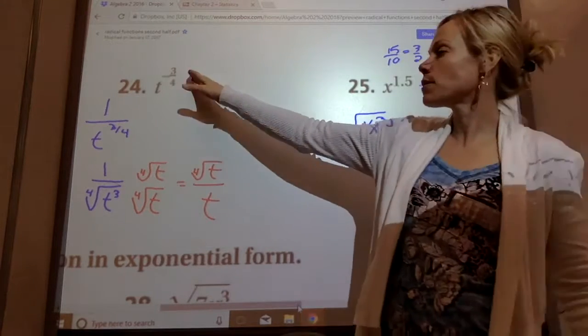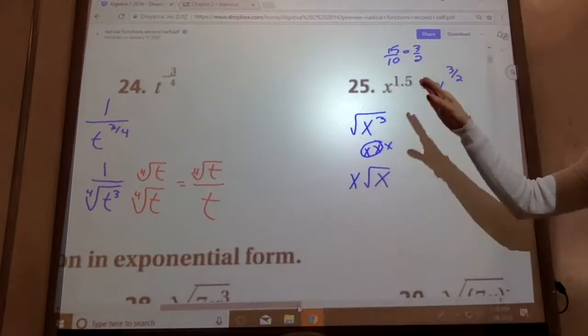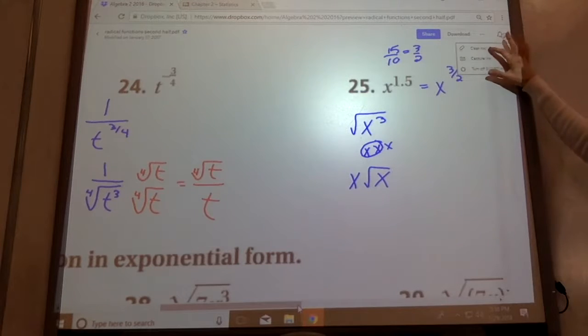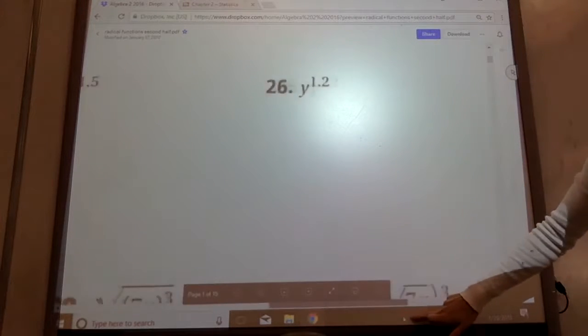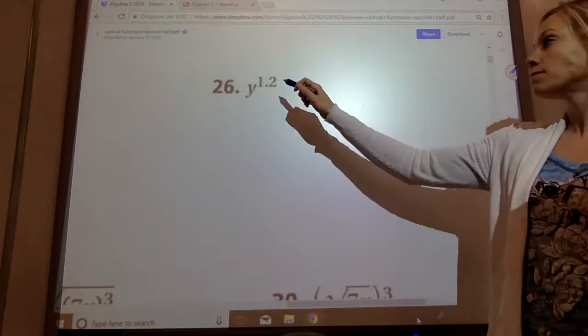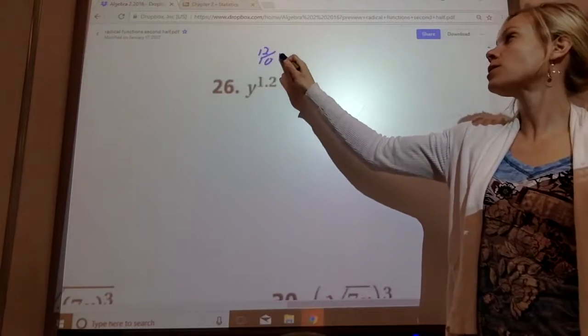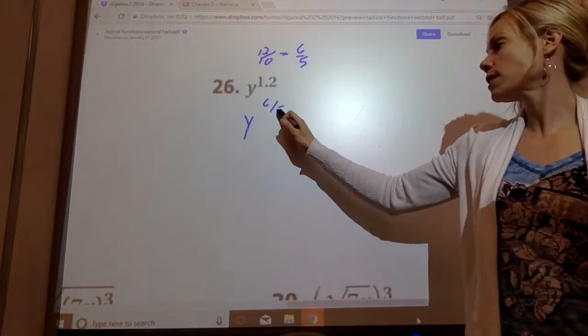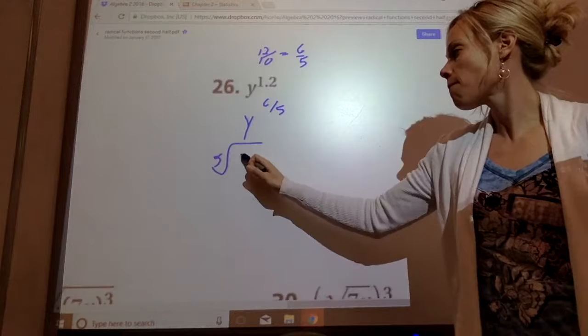So if you have a negative, you have to make it positive and then fix it. If you have a decimal, you have to make it a fraction and then simplify. Let's do one more decimal. What would 1.2 be as a fraction? 12 tenths, which is 6/5. Very good.